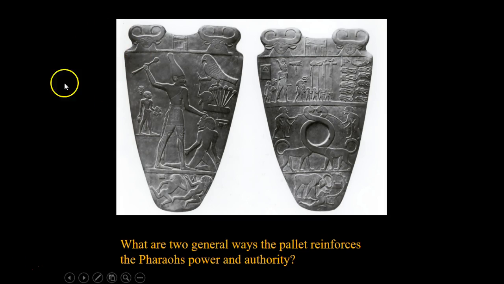All right. So in review, some stylistic conventions I want you to remember are hierarchic scale, composite perspective, narrative registers, and then really think about how the iconography is both religious and political. So one thing I want you to think about: what are two general ways the palette reinforces the pharaoh's power and authority? This is something that we might talk about in class. So stay tuned, and we'll be looking at Old Kingdom statues in our next unit.